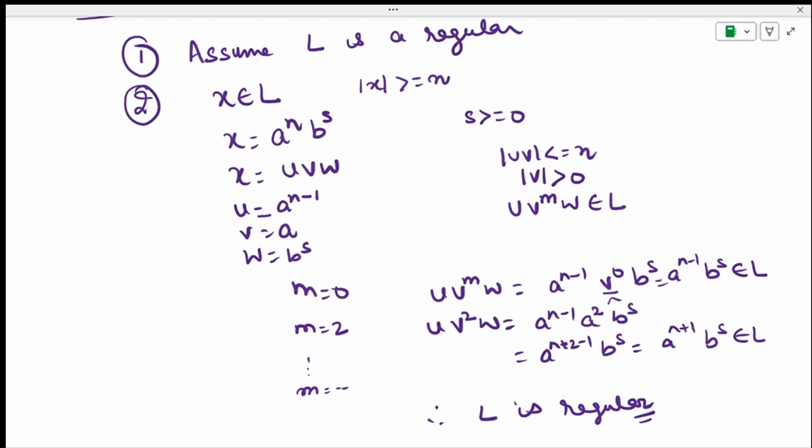Remember, I have already told you earlier that the pumping lemma rules are satisfied by any regular language. So we are not getting any contradiction. If the language L is regular, we cannot get any contradiction, so we cannot prove non-regularity of that language. Hence, this L is regular in this case. Let me take another example.